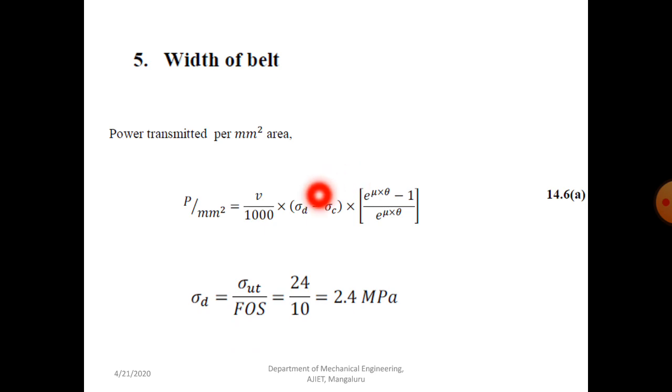So you have here one term, that is sigma d, that is the design stress or allowable stress for the belt material. So that can be calculated as sigma ut divided by FOS. So that is 24 divided by 10. So you'll get 2.4 megapascal or 2.4 Newton per millimeter square. So that value you have to substitute as the maximum belt stress, that is 2.4 Newton per millimeter square.